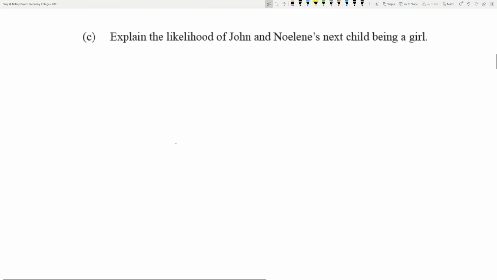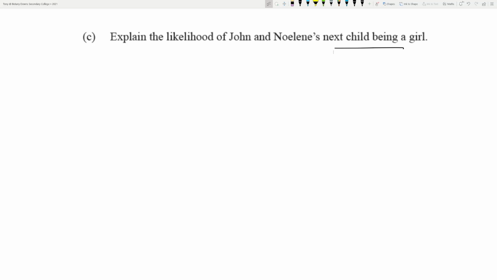Now explain the likelihood of John and Nolene's next child being a girl. A really easy way to understand this question is to forget about having children for a moment and just think about flicking a coin. If you flick a coin and the first time it's heads, the second time it's heads, the third time it's heads, what's the probability of the fourth one being heads again? The chance is still 50-50.